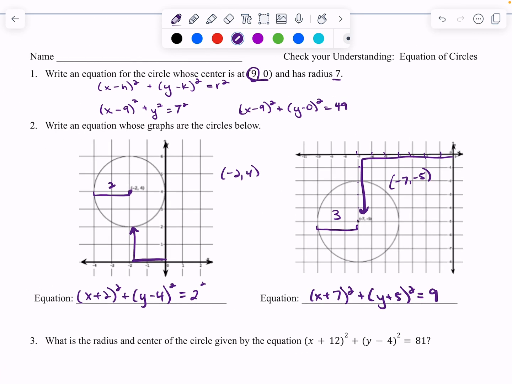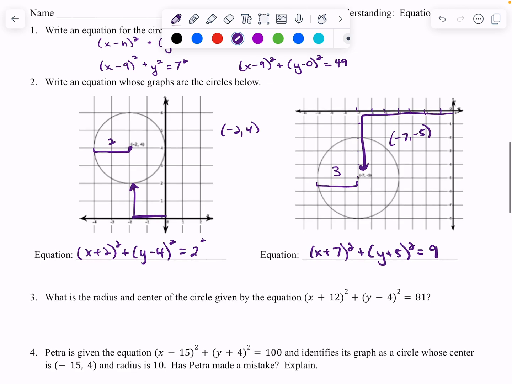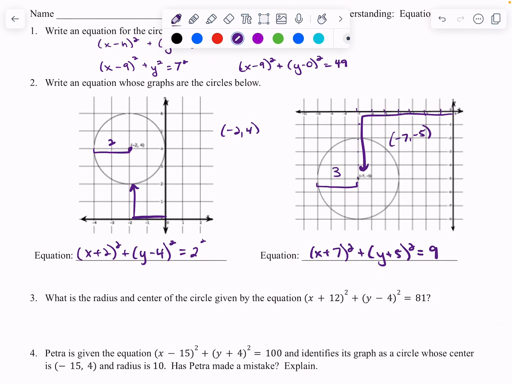All right, so let's keep diving in here to see what is the radius and center of the circle. So now I've been given it, asked to figure this out. So I'm going to pull opposite sign here and opposite sign here, which is negative 12 comma 4. And then this one, with it being 81, I have to take the square root of 81. So this would be my center, and my radius would be 9.